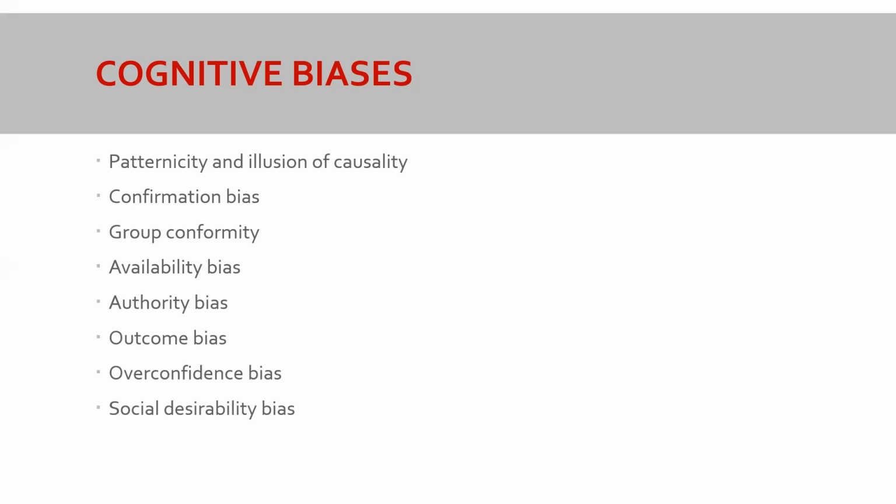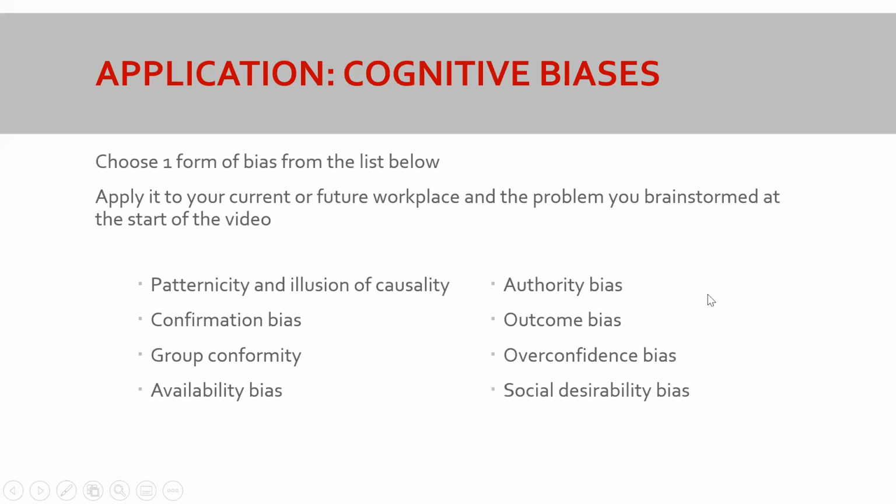So we're now going to take a second here to work on applying cognitive biases to that problem that you identified earlier in the video. From the list that we just covered that also appears at the bottom of the slide, what we'll ask you to do is pause the video and choose 2 biases from the list below and apply them to your current or future workplace and that problem that you brainstormed at the beginning of the video. And you'll want to do this to determine how these biases might influence how you or others think of that particular problem. And please resume the video once you've reflected on 2 forms of bias and how they relate to your problem.